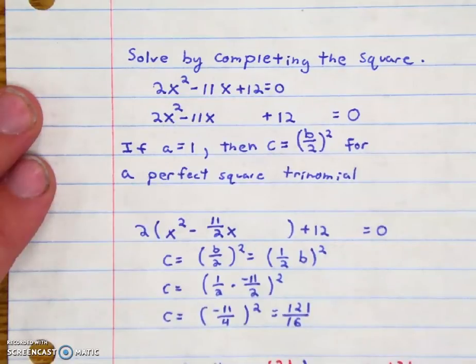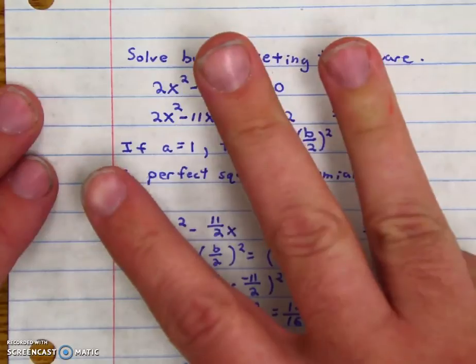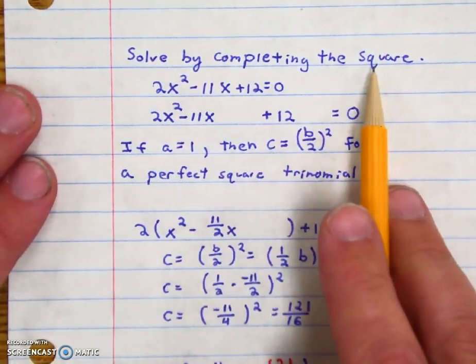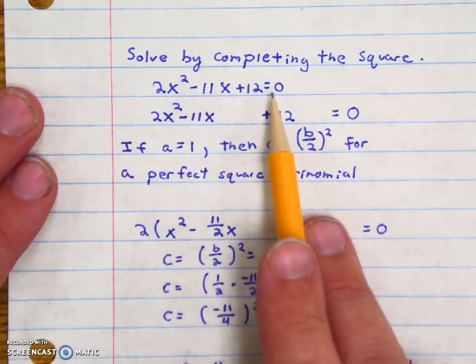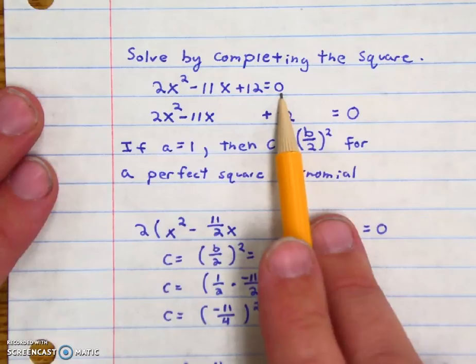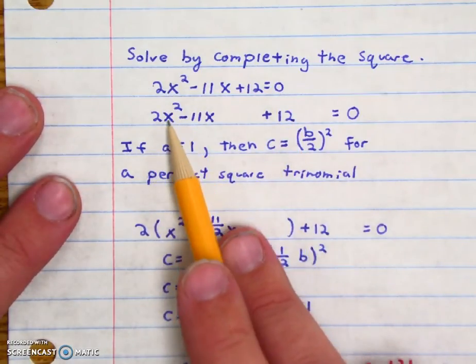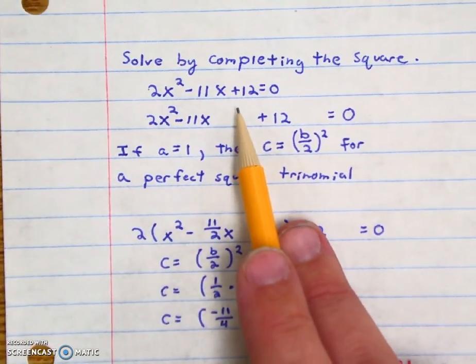If part 2 was fun, part 3 is funner! Because we're going to solve quadratics by completing the square. We have 2x squared minus 11x plus 12 equals 0. What I want to do is rewrite this as a perfect square trinomial. So I need to find the c value that makes this a perfect square trinomial.